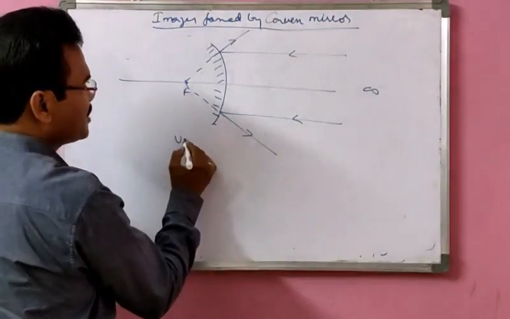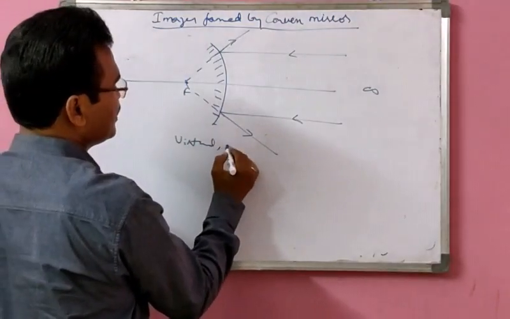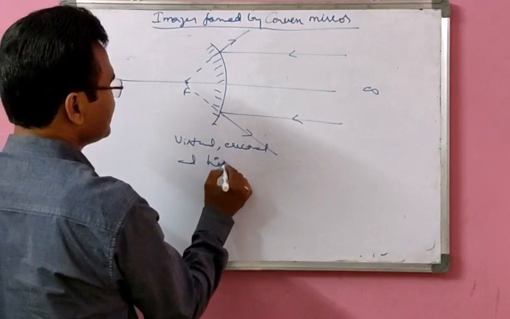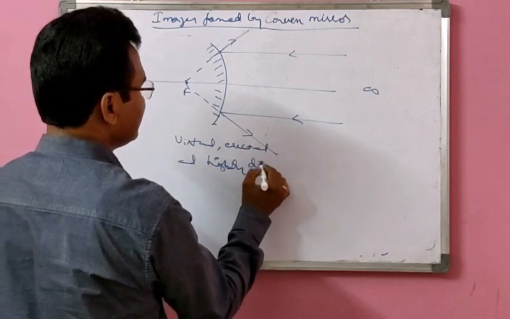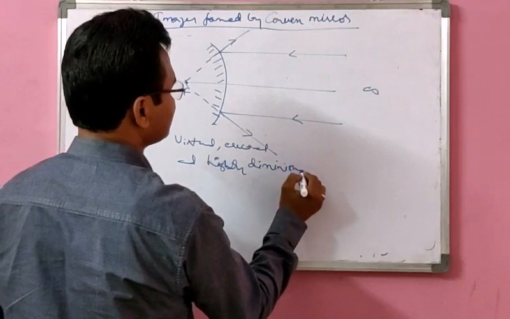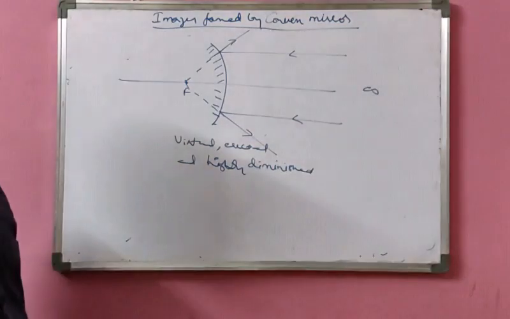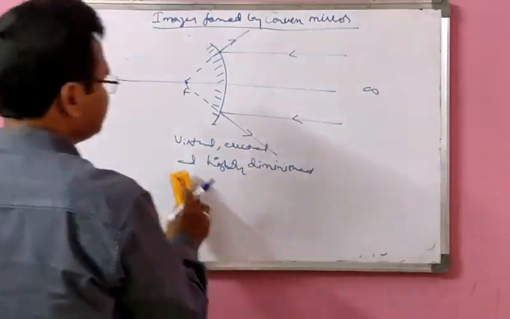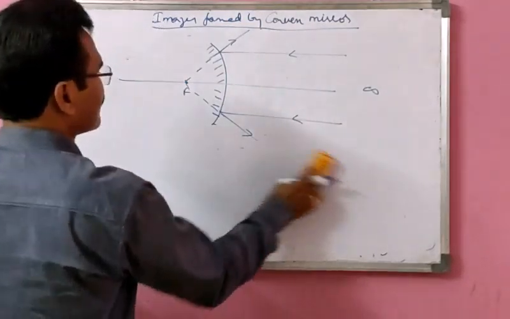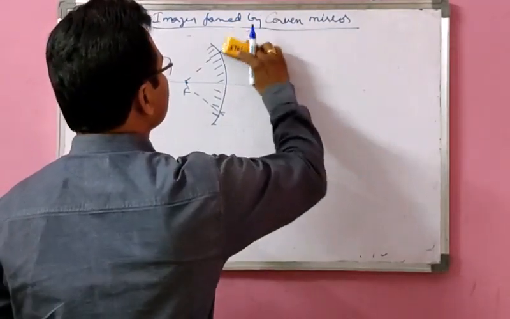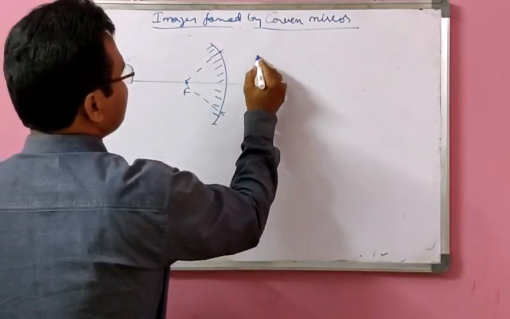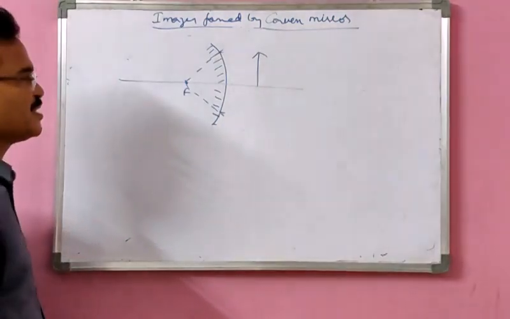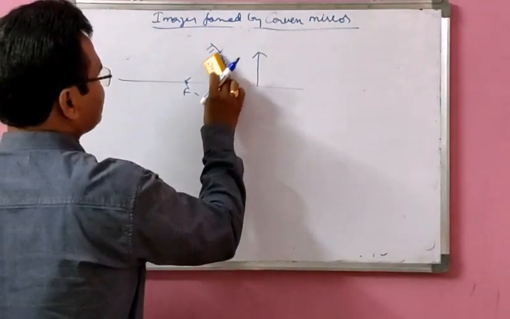So it is what here? Virtual, erected, and highly diminished in size when the object is at infinity. Keep this in mind, very important. Now, the second one I'm going to take up is here. Object is placed here. So what happens here?